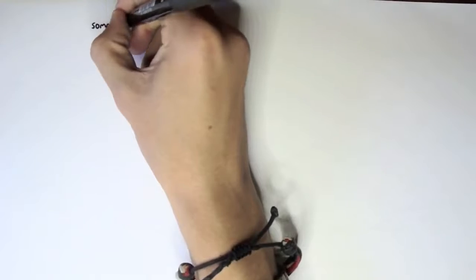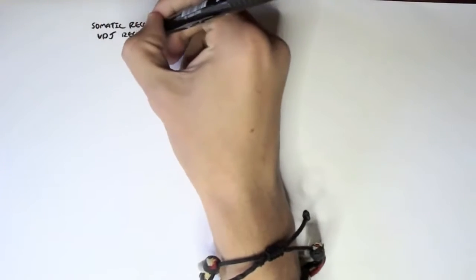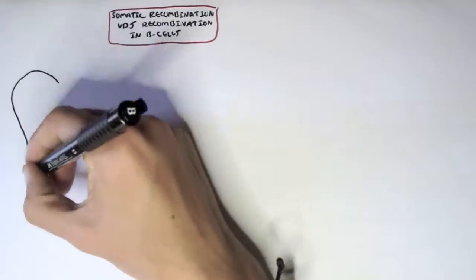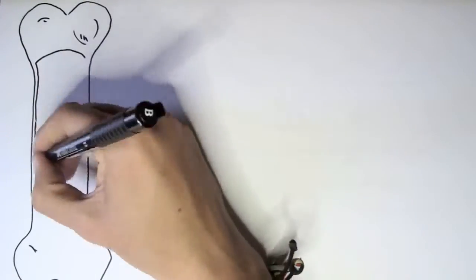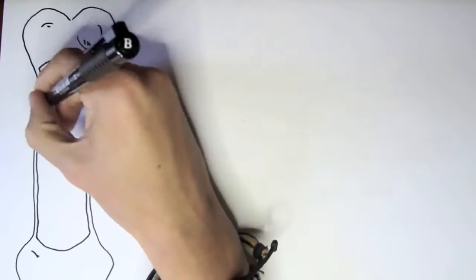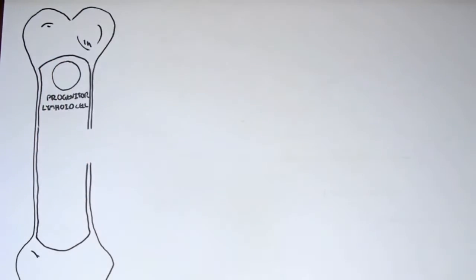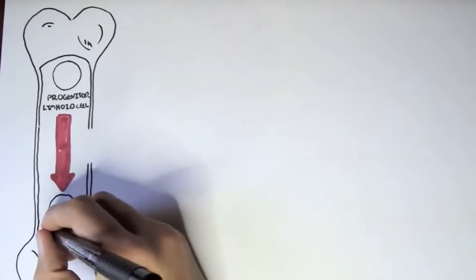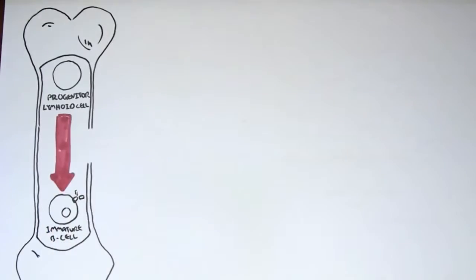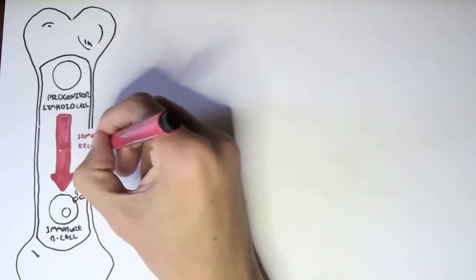And in this video, we're going to talk about antibody somatic VDJ or VDJ recombination. And this is going to be part 1. And so antibody somatic recombination occurs in B cells. And going back to the B cell development, we begin with a progenitor lymphoid cell, which through somatic recombination, also known as VDJ recombination, will make an immature B cell with a unique antibody that binds to a specific antigen.